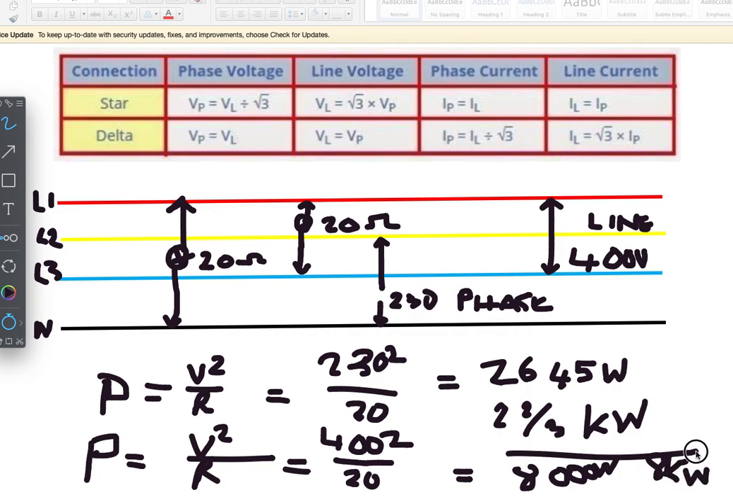Okay, so what's the relationship here? 2 and 2/3 to 8, the relationship is 3. So we get 3 times more power when we're going across the lines than if we went from line 1 to neutral. Okay, if we just went to a phase voltage, or if we went line voltage.